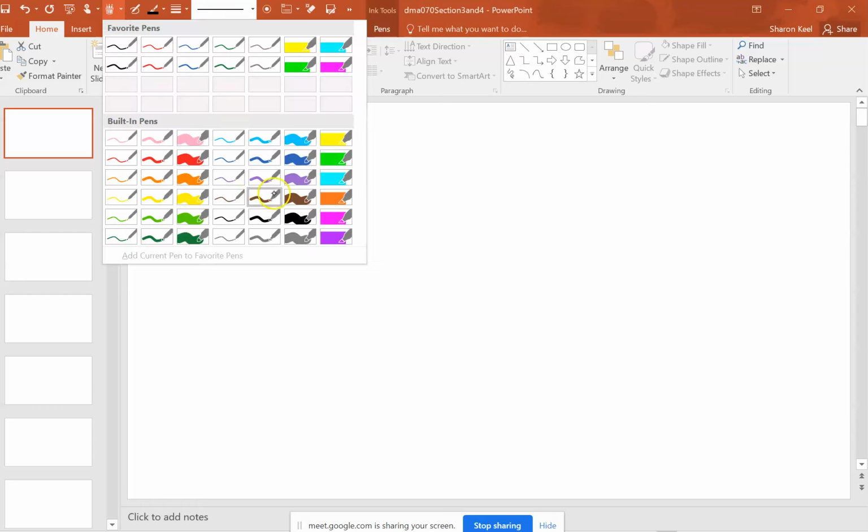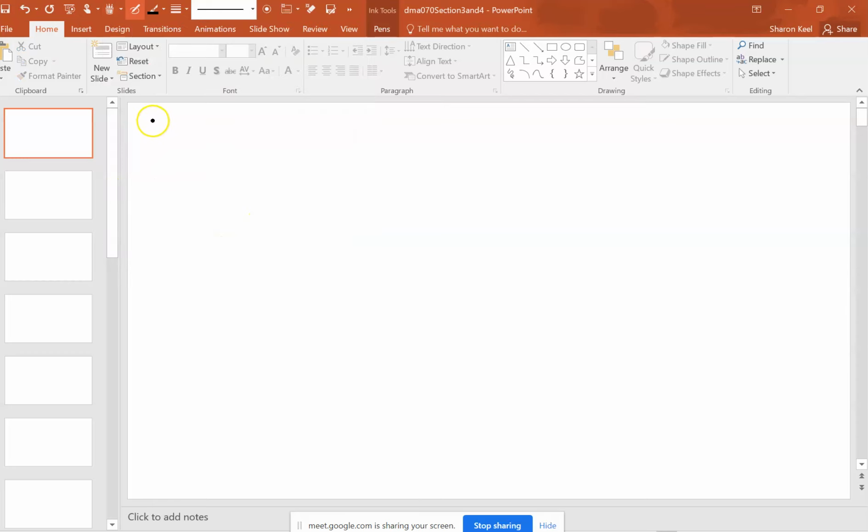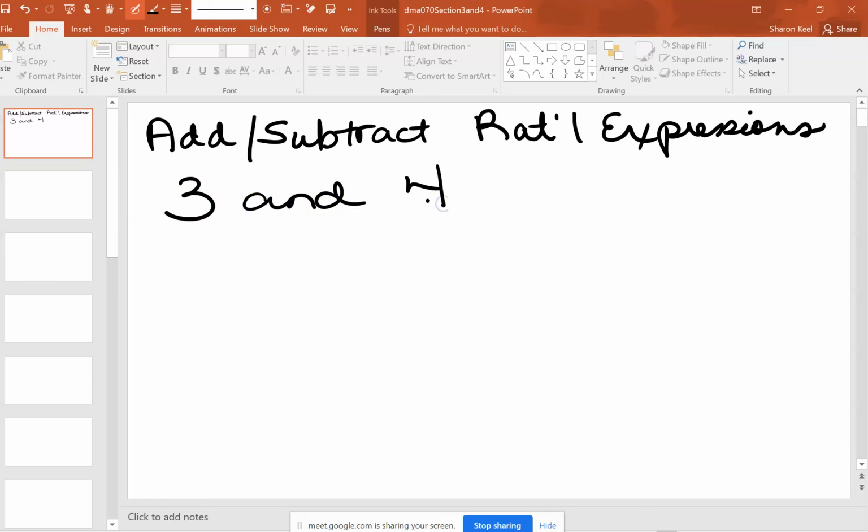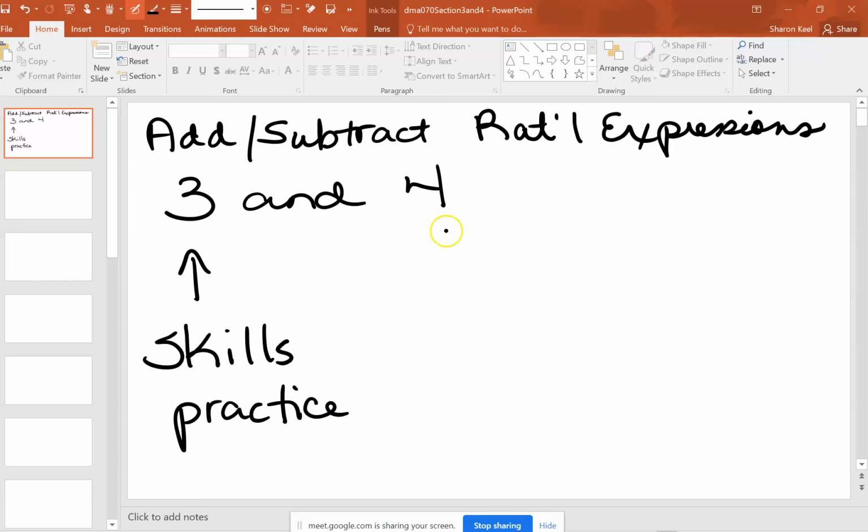We are going to today look at adding and subtracting. We're going to add and subtract rational expressions. So we're going to be looking at sections 3 and 4. Section 3 is more of a skills practice section, and then section 4 is doing the addition and subtraction problems. Okay, so that's what we're going to be looking at.